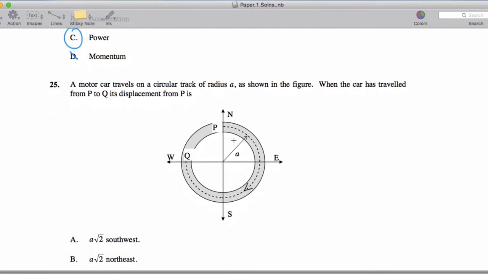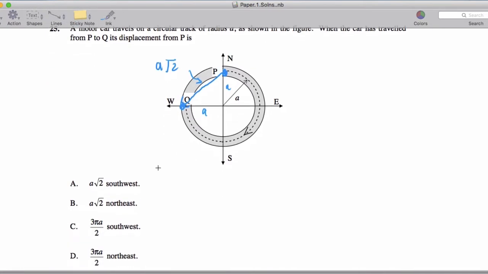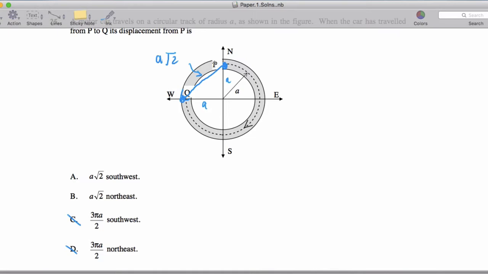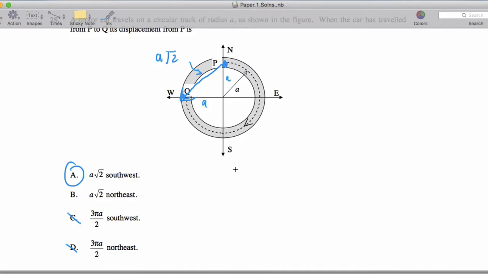Now we have a motor car. I don't know why they say that. All right, a motor car travels on a circular track of radius A as shown. So we're going from P to Q. So let's remember the displacement means the distance from your beginning point to your ending point in a straight line. So look what we have here. We actually have the hypotenuse of a triangle. So this is A, and this length here is A radical 2. So that actually rules out C and D as choices. But we started at P and we went to Q. So our direction was in the western direction, going south. So that's choice A.